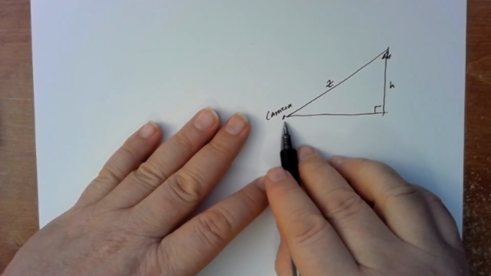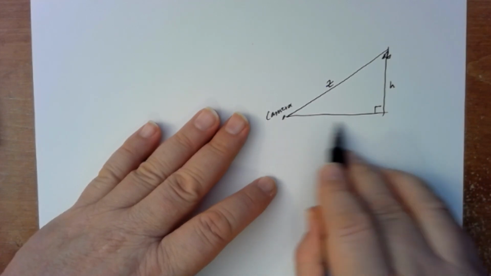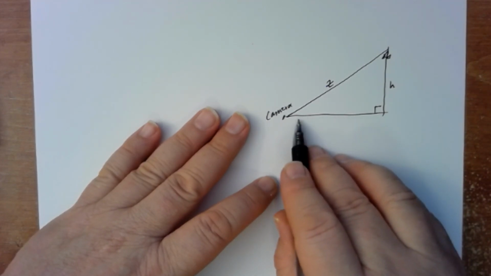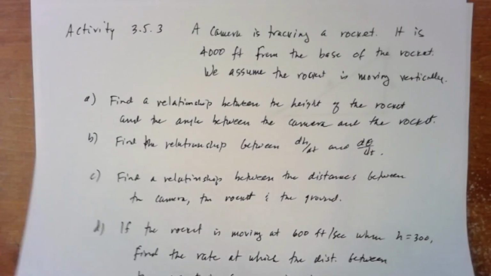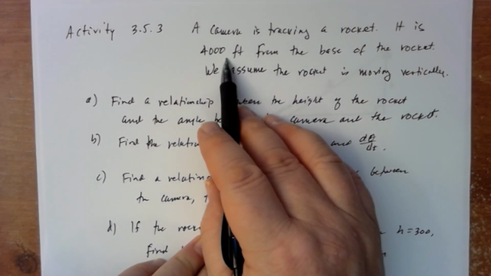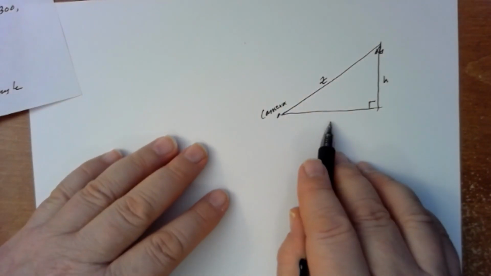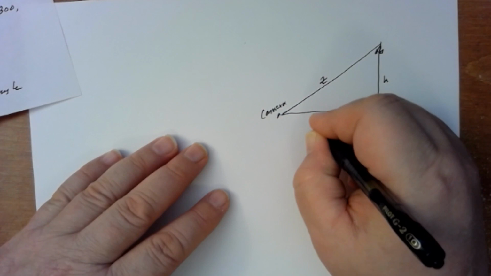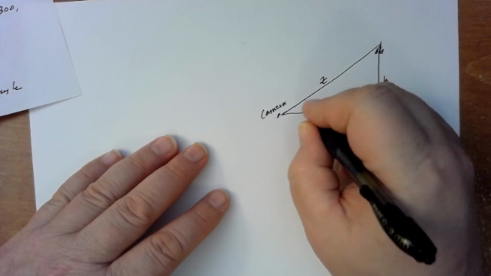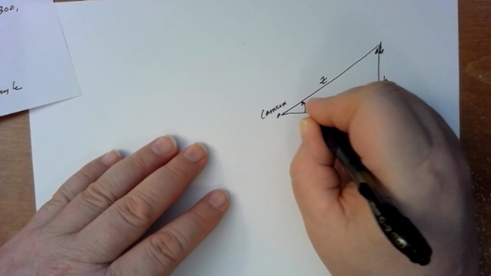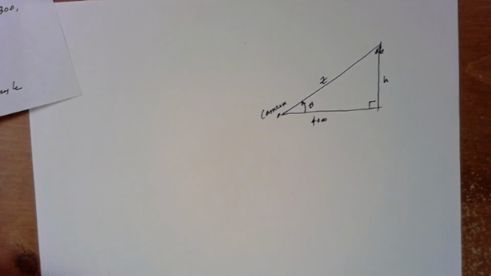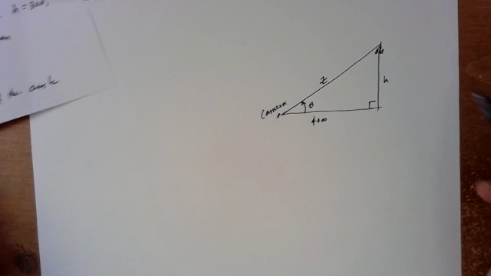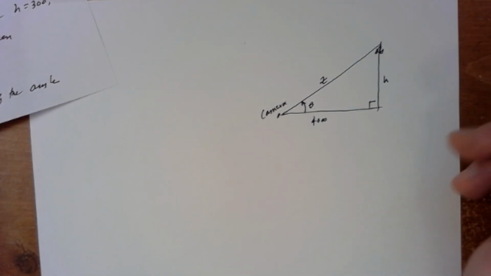And now the distance from the camera to the base of the rocket, is that changing or is that constant? I believe that is constant, right? That's the 4,000. Okay, so we don't want a variable down here. We want to put that as a constant, 4,000. Okay, and then here's the angle that the camera is making with the ground, I guess you could say. Good, so that's a good picture of what's happening.